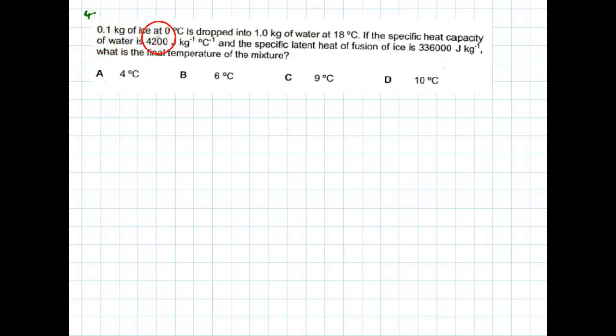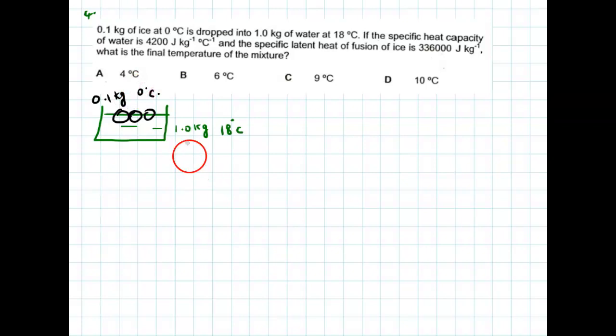0.1 kilogram of ice at 0 degrees Celsius is dropped into 1 kilogram of water at 18 degrees Celsius. So we can draw a diagram. Here is the water, 1 kilogram of water. The initial temperature is 18 degrees Celsius. And we drop some ice cubes here, which have 0.1 kilogram of mass, and the temperature is 0 degrees Celsius.